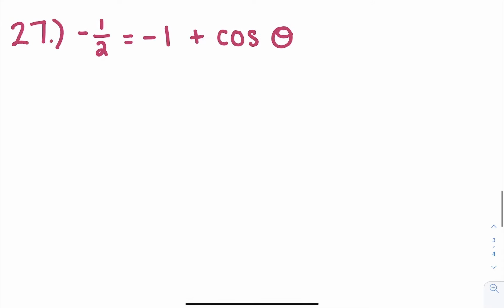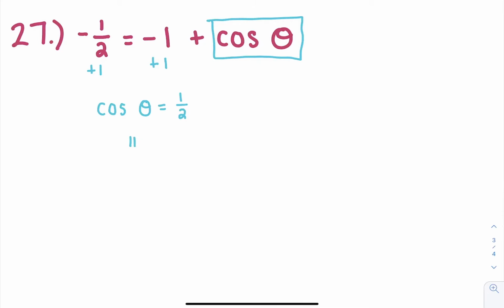And last, in number 27, the first thing we have to do, if you put a box around your function, you can solve for it. So we're going to add 1 to both sides. So we're looking for where cosine of theta is equal to 1/2. Now, if I think about when cosine of theta is 1/2, that happens for pi over 3. So our reference angle is pi over 3.